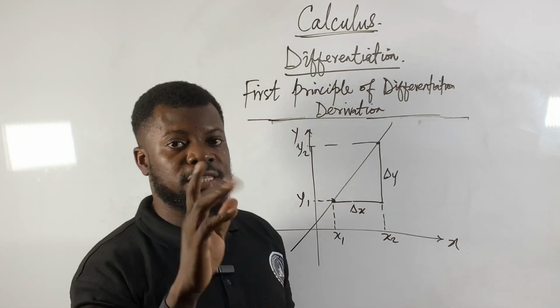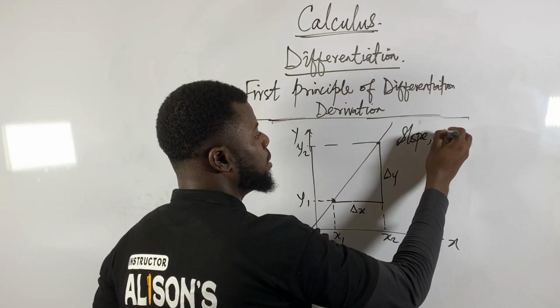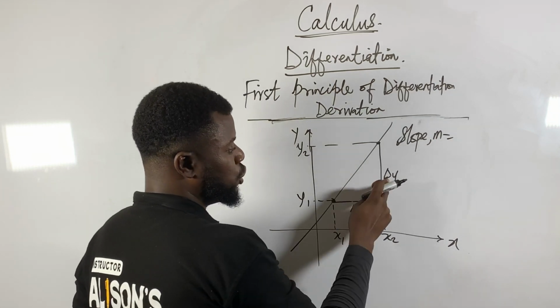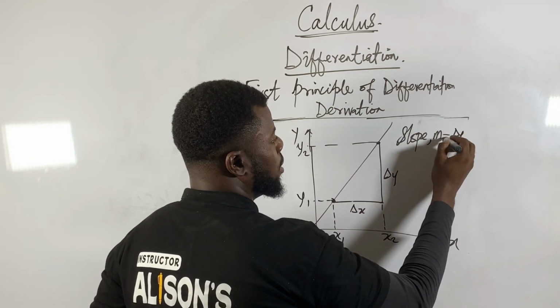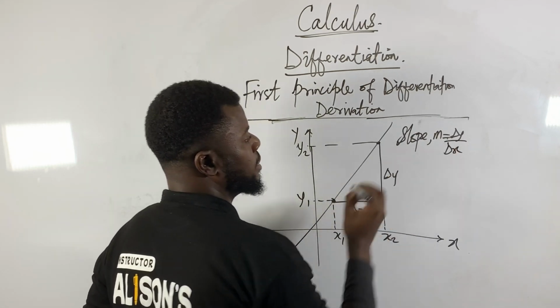So it means say if you want to take the slope now, where they use m as the symbol of slope, you would say, okay, slope now will be the change in this y as a result of the change in this particular x.